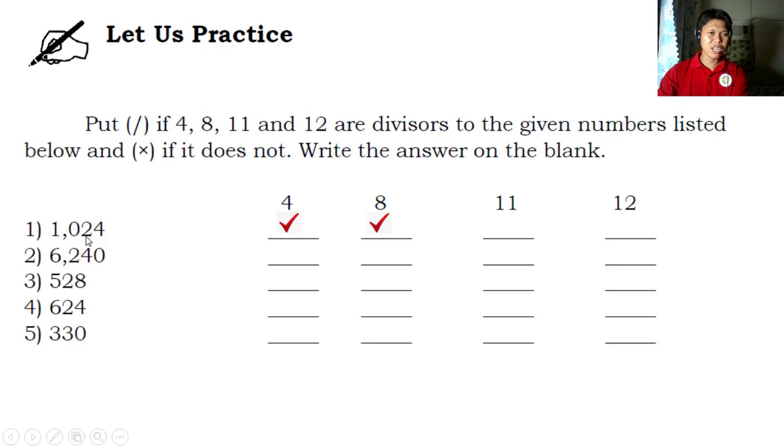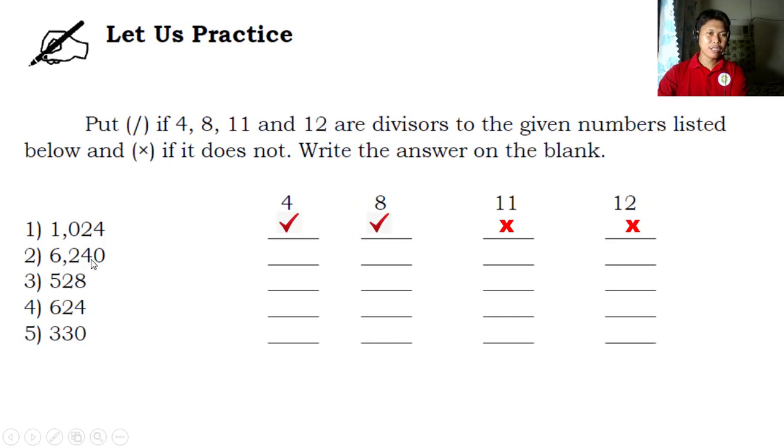1 plus 2 is 3. And then 0 plus 4 is 4. 4 minus 3 is 1. Hindi pwede. And then sa 12, dapat divisible by 4 and divisible by 3. Sa 3, tingnan na natin. 4 plus 2, 6 plus 1, 7. Hindi pwede. Okay? Next, how about 4?